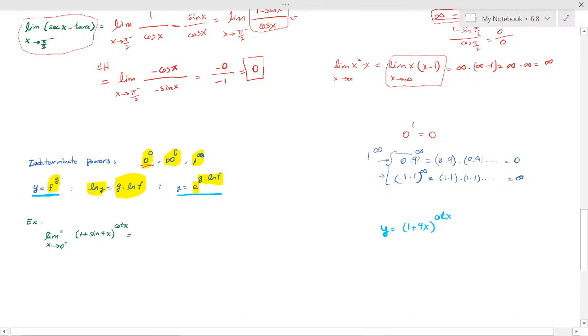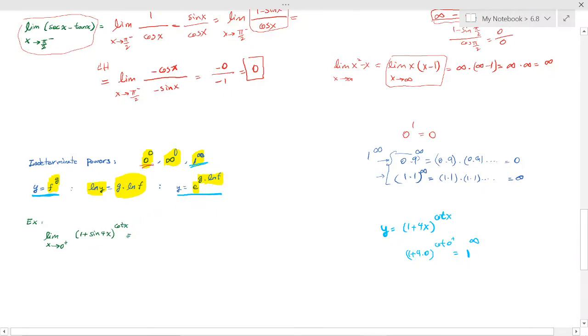First, you need to check if this is an indeterminate form, because if it's not, then we already have the answer. If you replace x with 0 from the right side, you get 1 plus 4 sine 0, which is 1 plus 0, to the power cotangent 0, which from the right side goes to infinity. So 1 to the power infinity is one of the indeterminate forms.